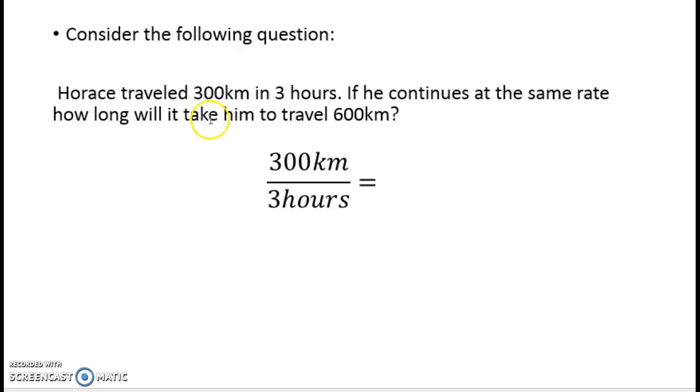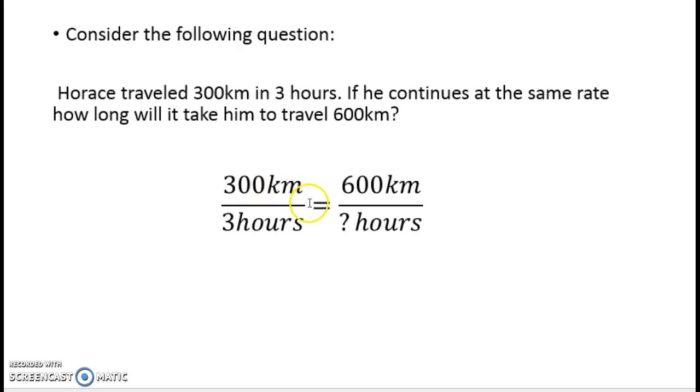So I can see that Horace traveled 300 kilometers in 3 hours. I'm going to put the 300 kilometers in the numerator of my fraction and 3 hours in the denominator. And then I'm going to set up a proportionally equal fraction with 600 kilometers in the numerator and hours in the denominator. I'm going to match my kilometers to kilometers and hours to hours.